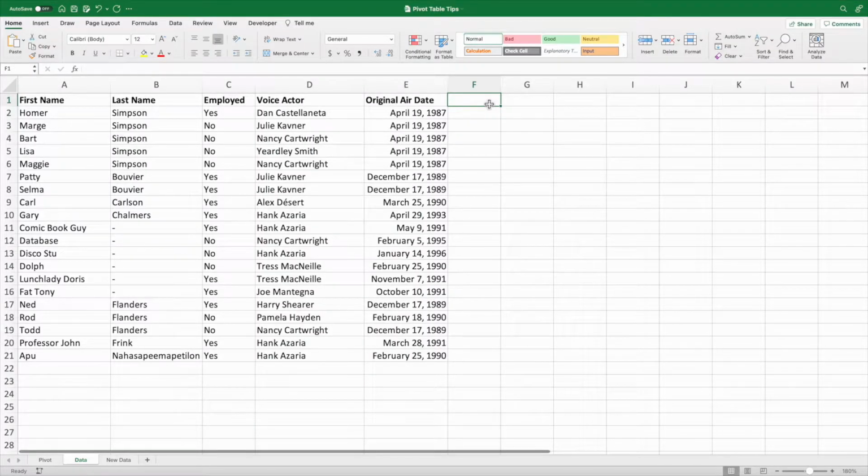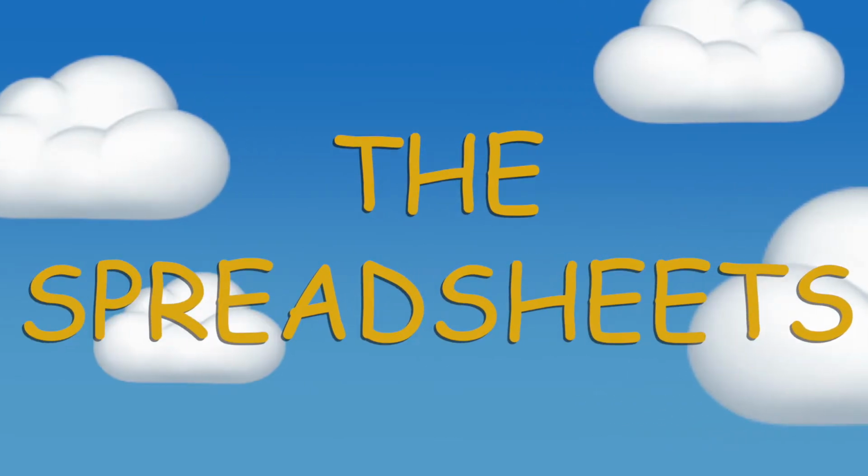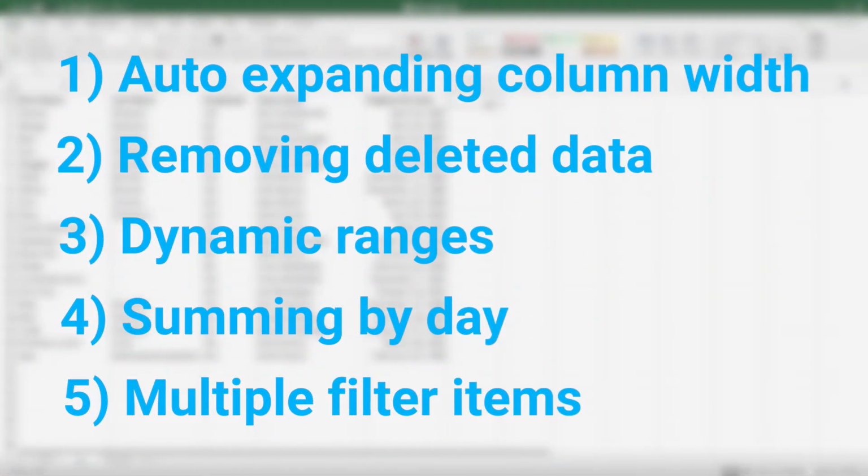For this video, we'll be using this incredibly professional dataset. The spreadsheets. Here are the 5 behaviors we'll be covering. I've included timestamps in the description if you'd like to jump to a specific topic.